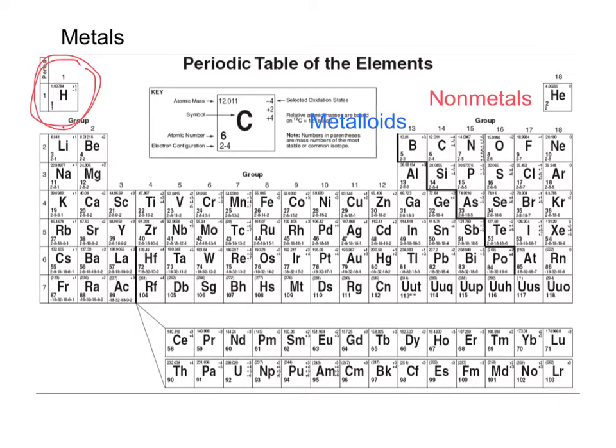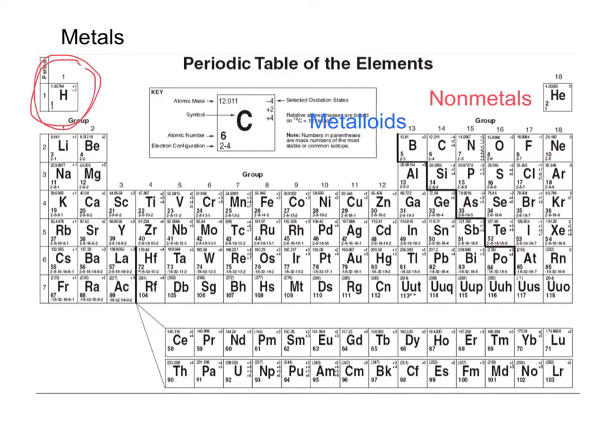The last major group of elements on the periodic table that we would like to talk about are metalloids. Metalloids are elements that have properties of both metals and nonmetals, and they often vary depending upon environmental conditions. The metalloids are located along this bold staircase on the periodic table.